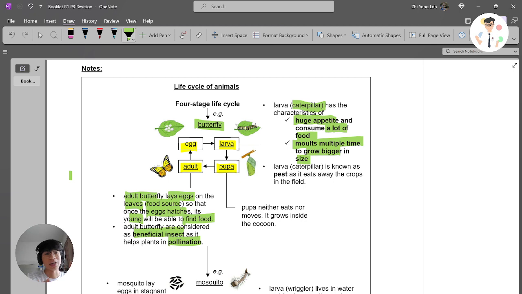Then later on it will develop as a pupa, and this pupa will not eat anymore, it will not move anymore, it will just grow inside this cocoon. Okay, oh by the way, larva is also known as a pest, means that it's a harmful kind of animal. Why? Because it eats away a lot of crops in the field. Because it has a huge appetite. It just eats. And that's why pupa doesn't eat anymore. Okay, and that's basically the life cycle of butterfly.